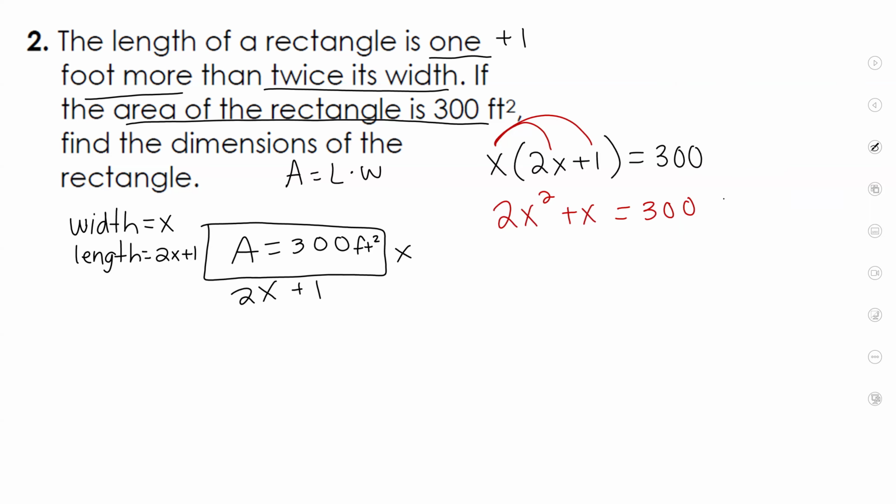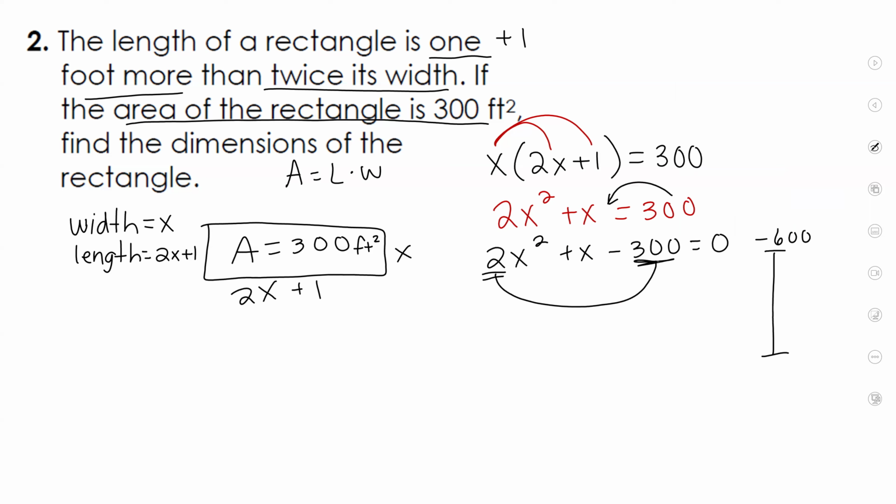Now, move the 300 to the other side. We get 2x squared plus x minus 300 equals 0. I'm going to do an eye chart. Do you guys know what will go on the top? Negative 600. Yes, negative 300 times 2, which is negative 600. When your a value is not 1, you have to multiply. So 2 times negative 300 is negative 600.